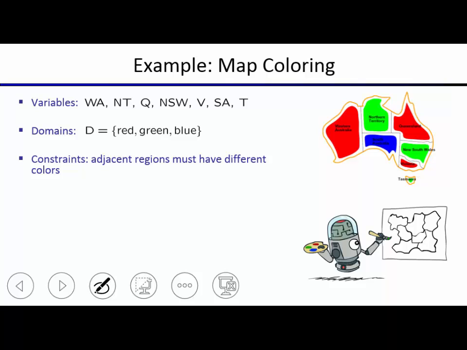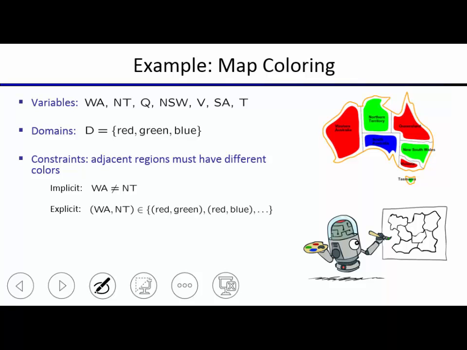There are two ways to formalize this. One way to formalize constraints is in an implicit way. The implicit way is to have a function call that says, for each constraint, you'll have some kind of test. You can feed in the values of your variables and it'll return whether the test is satisfied or not. So here, the implicit constraint formulation is saying, is WA different from NT? If that's true, it's good. If that's not true, that's bad.